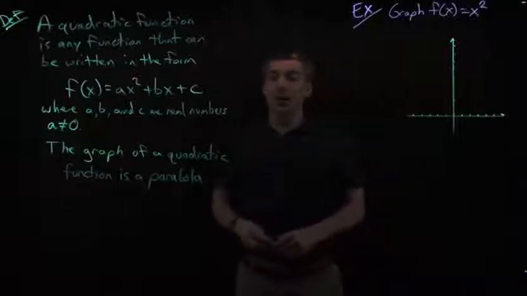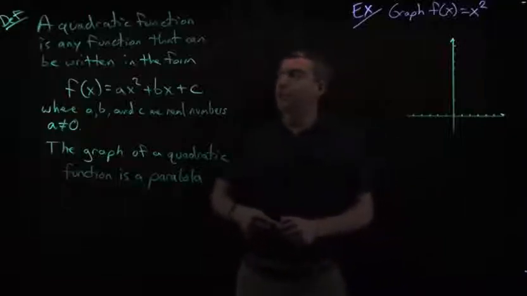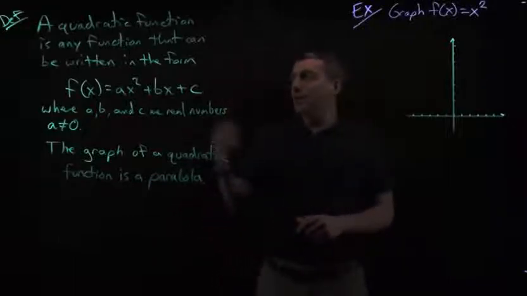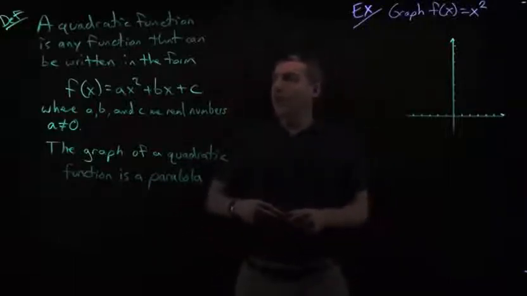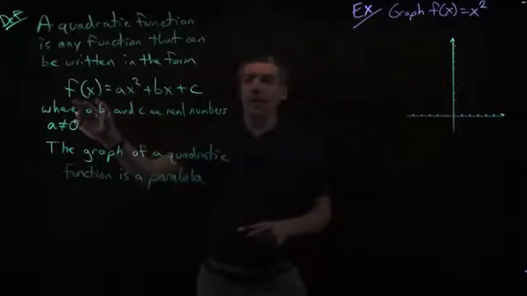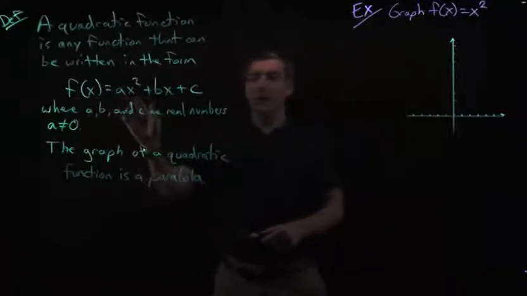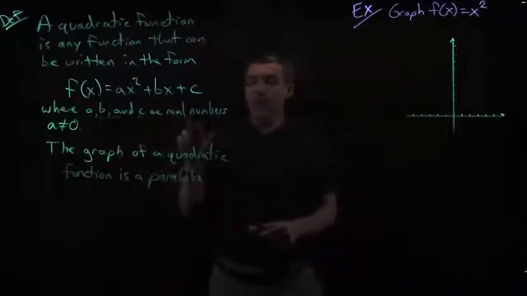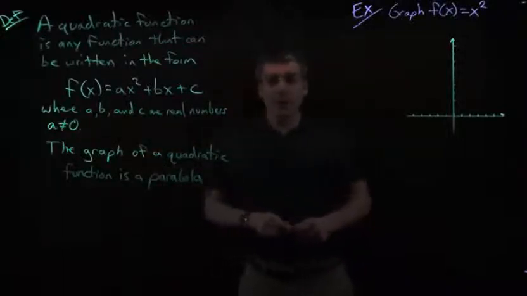In this video, we're going to look at quadratic functions. And so here's the definition, and then we'll do an example. A quadratic function is any function that can be written in the form f of x equals ax squared plus bx plus c, where a, b, and c are real numbers and a does not equal 0.